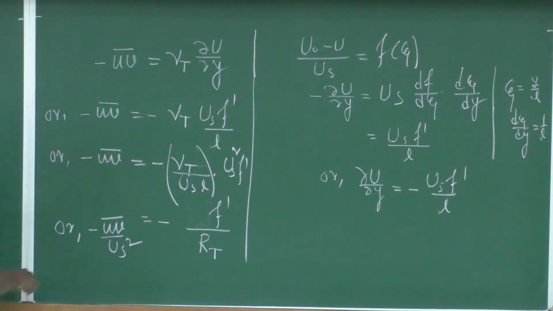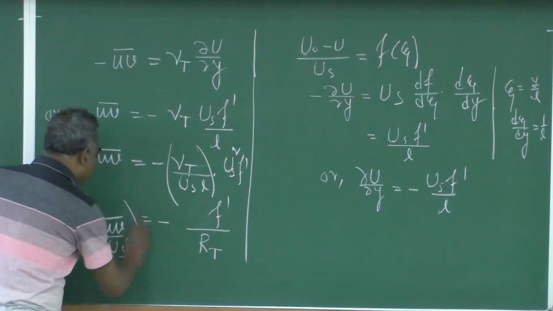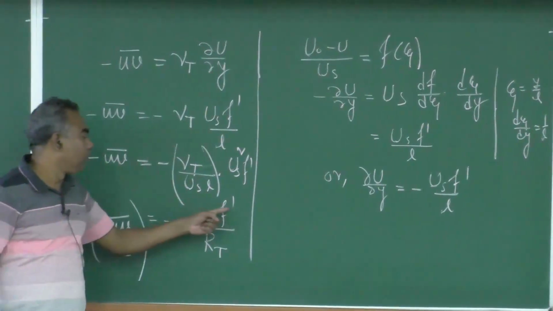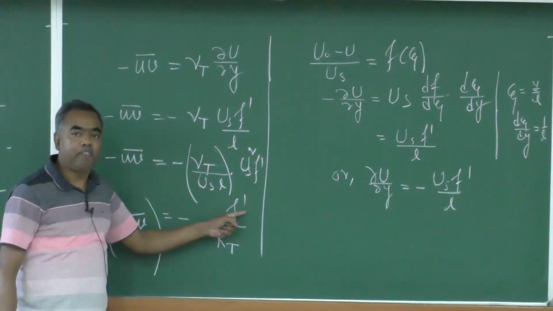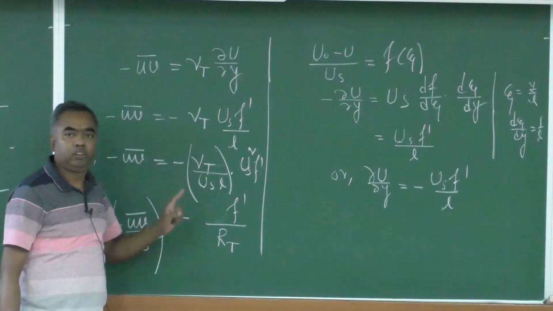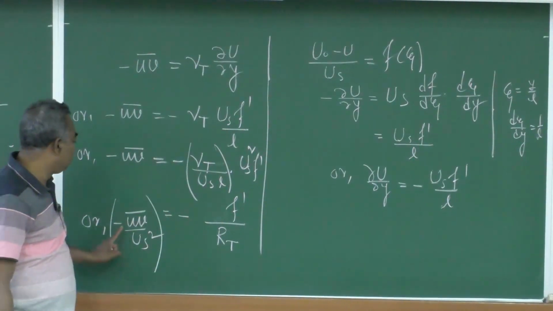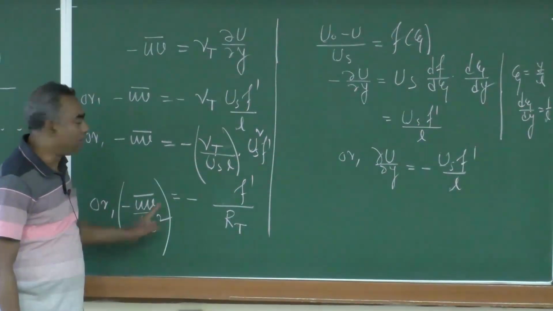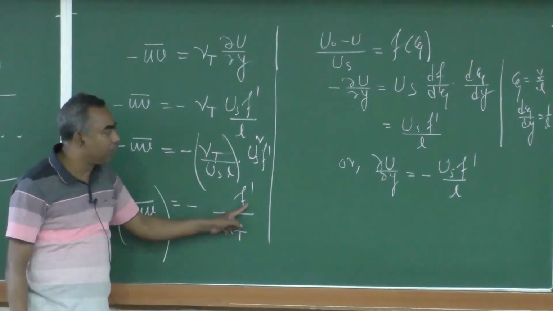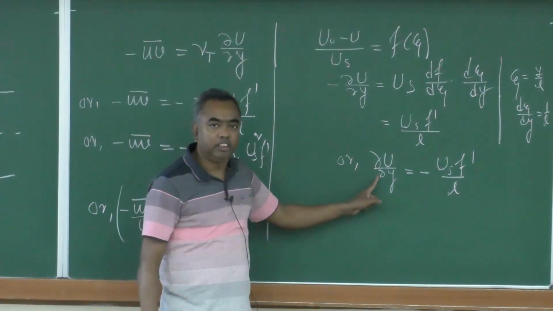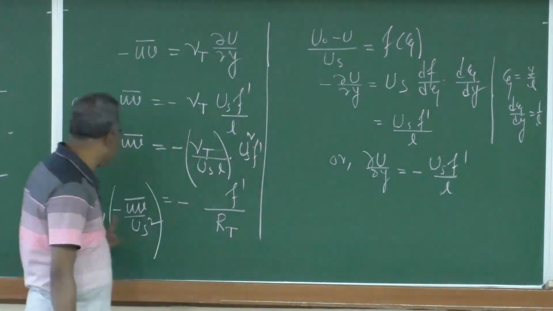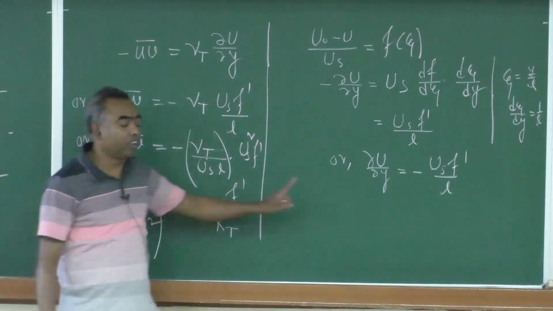Now, the value of this particular quantity is going to be maximum when f prime is going to be maximum. Wherever f prime is maximum, the Reynolds stress at that point is going to be maximum. F prime is nothing but your shear. So, a very important point here is that Reynolds stress is going to be maximum where the shear is maximum.